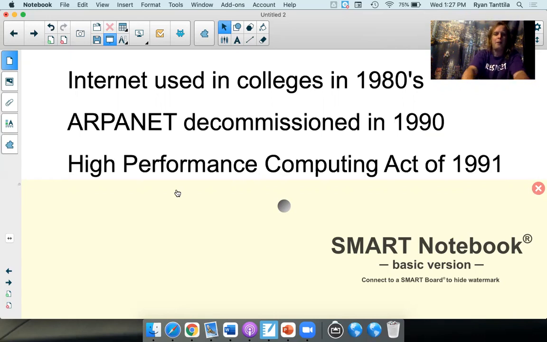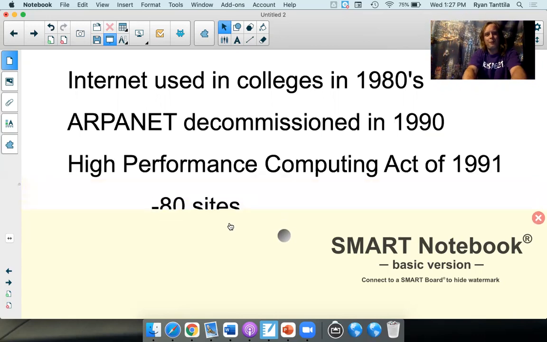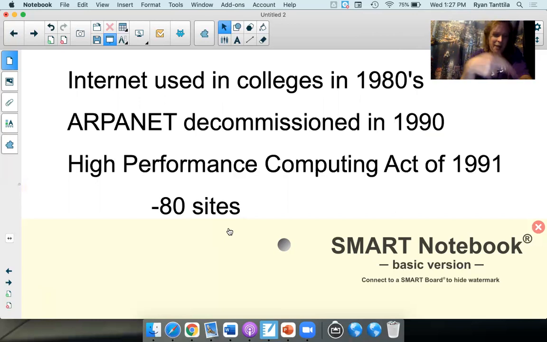In fact, I looked it up when I had access to the internet back then. There were 80 websites. That's it. 80. You could probably surf the entirety of them in a day. Or if you had the internet speed that we do now, you could probably surf the entirety of them in just over a couple minutes.